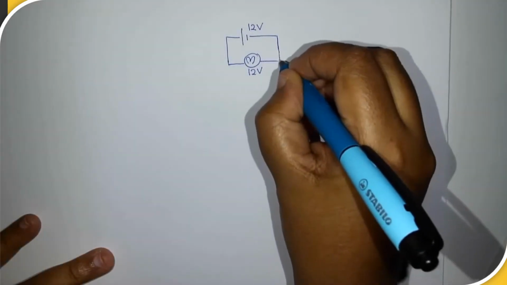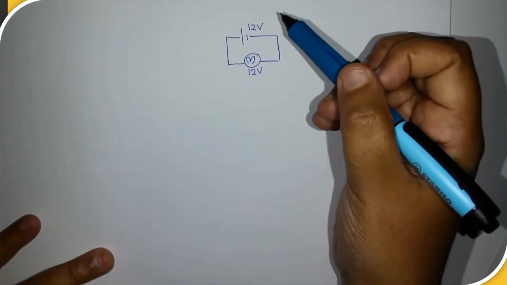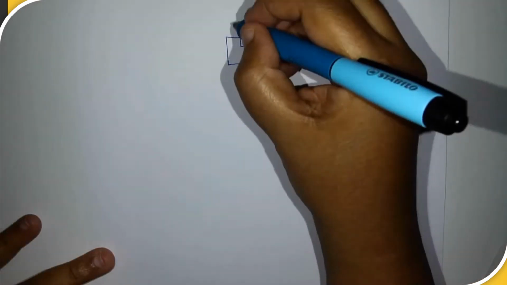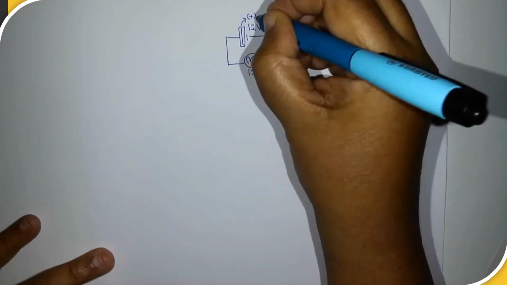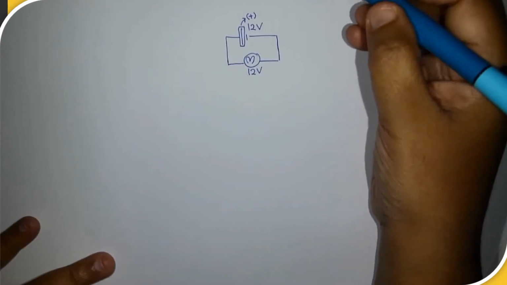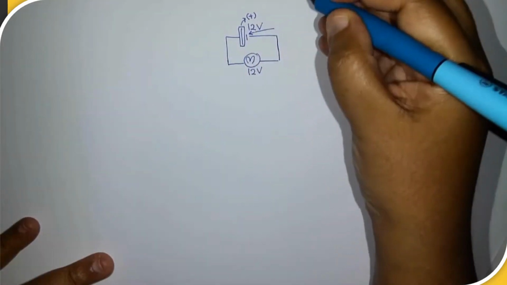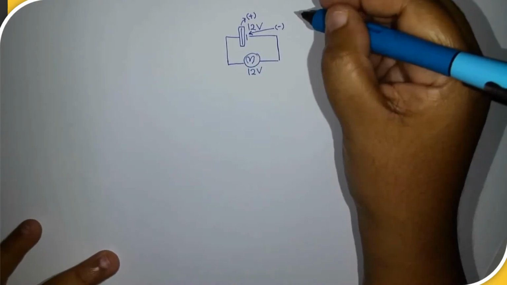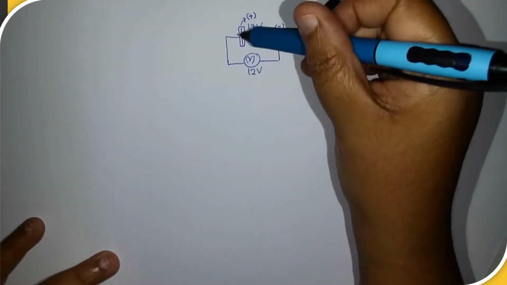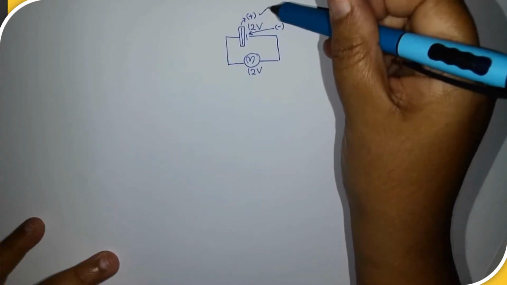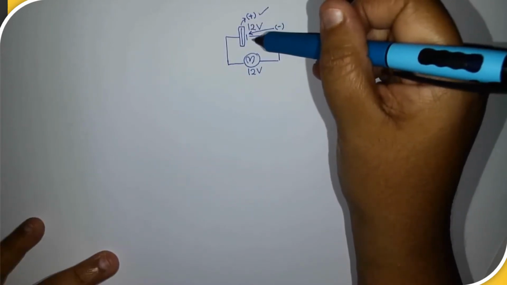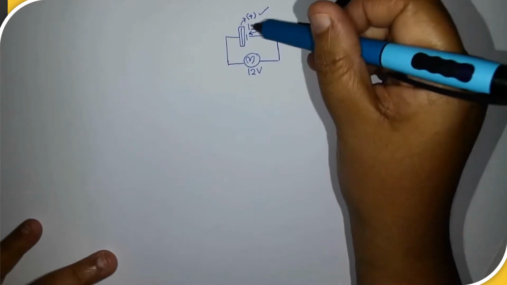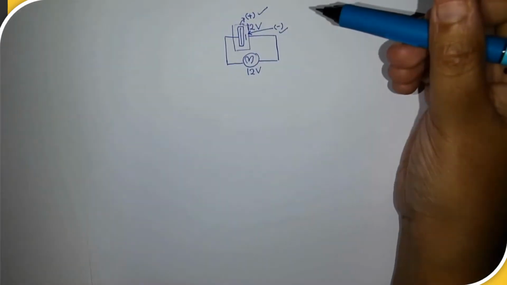The battery can be modeled as a two-terminal device that keeps one terminal at a higher electric potential, usually labeled as the positive terminal, and the other at a lower electric potential, the negative terminal. The higher potential terminal is always labeled with the plus sign, and the lower potential terminal is always labeled with the negative sign. So this is the source of EMF.